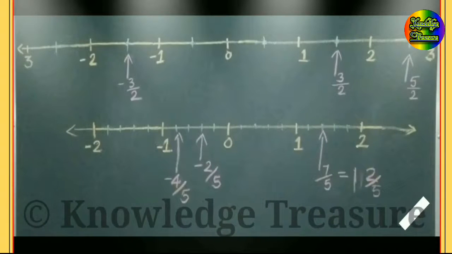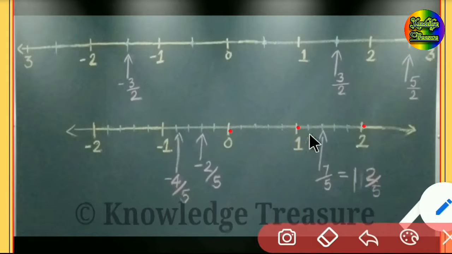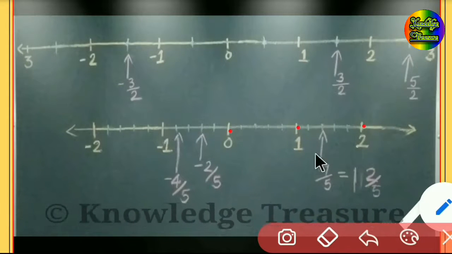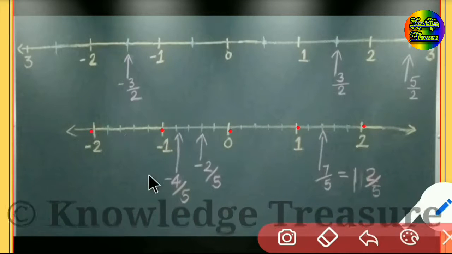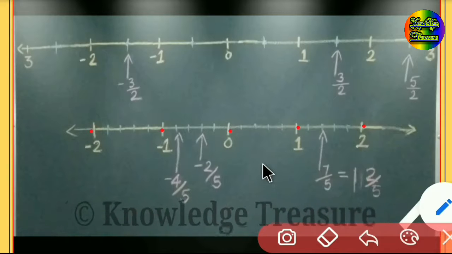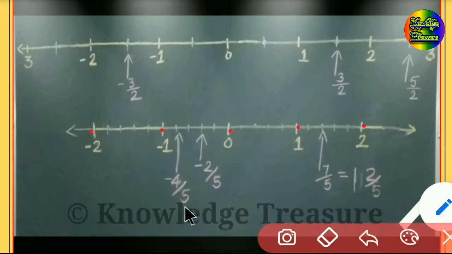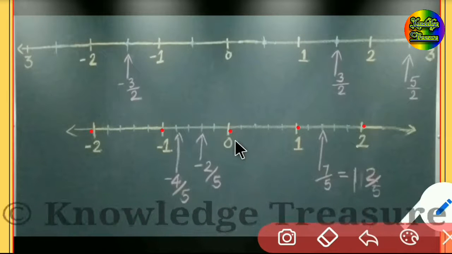We have shown here the 0, 1, 2, etc. like this. And on the left side, minus 1, minus 2. Okay. Now, as I told, here all the numbers are having denominator 5. So, we have to divide.